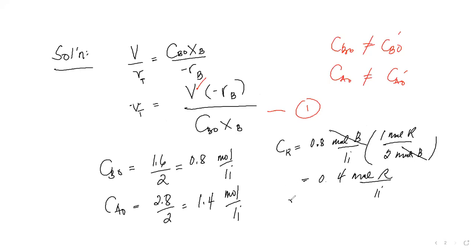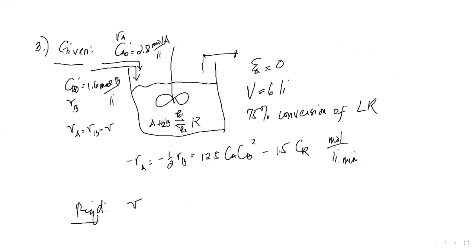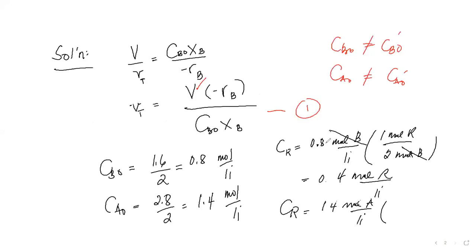Now, if you will use A, so C sub R using A will be 1.4 moles of A per liter. Then you go back to your stoich. In here, you have 1:1. So 1 mole of R is formed for every 1 mole of A consumed. So you have here 1 mole R for every mole of A. So we cancel this, telling you that you will be forming 1.4 moles of R per liter for every mole of A that is consumed.